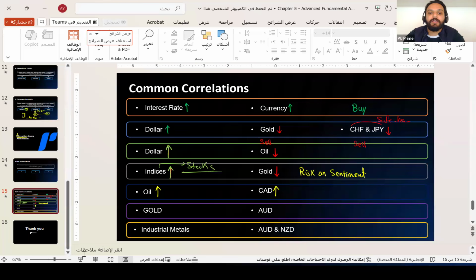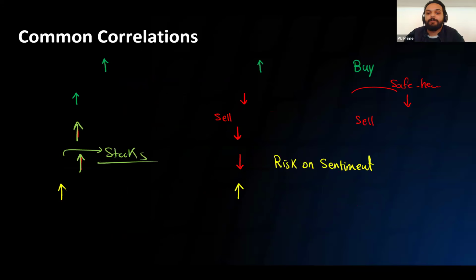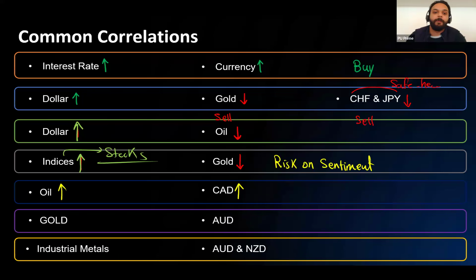Now, the last thing is the industrial materials. Any industrial material follows the AUD and the New Zealand dollar. If the industrial materials are going up, then the AUD and the New Zealand dollar are going to go up as well. Guys, why am I teaching you this? Because it's very important not to expose your capital to trades, assuming you are taking different positions when you are taking the same position.